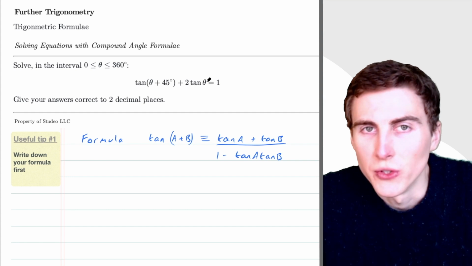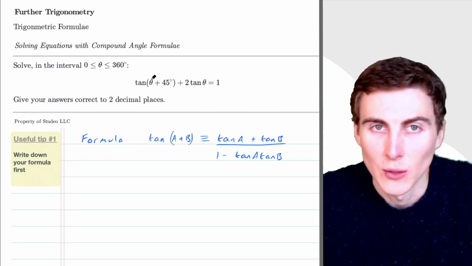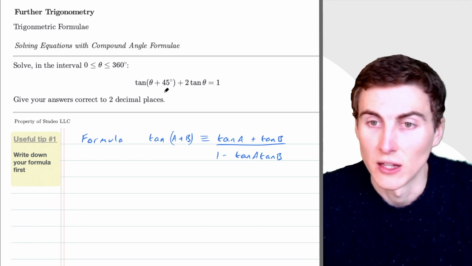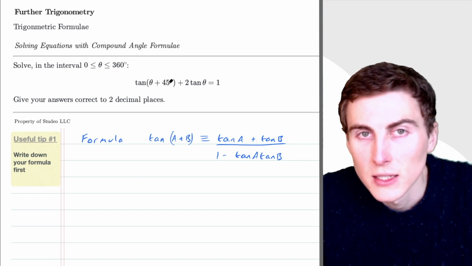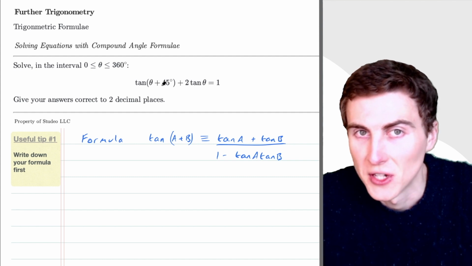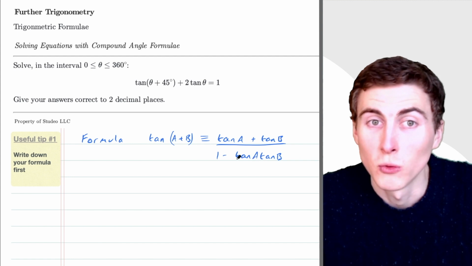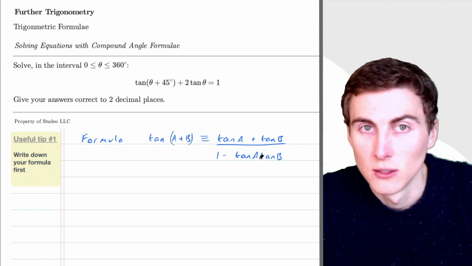So the issue with this is we can't really solve it, because here we have a tan theta and here we have a tan of theta plus 45. So we can't even factorize anything, or there's no way for us to find our solutions. Instead, because there's one angle plus another one inside the tan function, we're going to have to use a compound angle formula. So the first thing we want to do is write down what that formula is. And that's what I've done here.